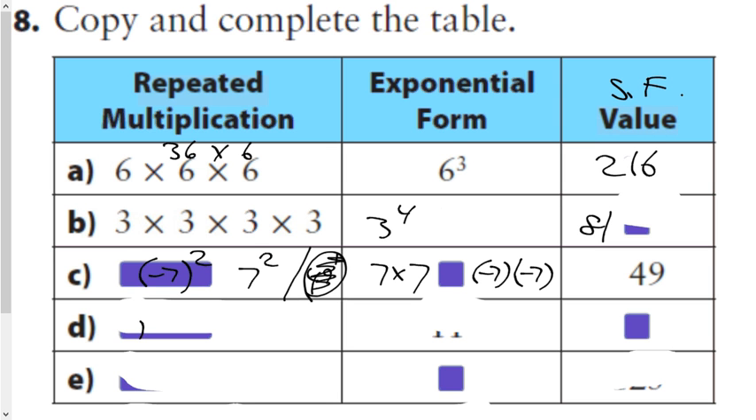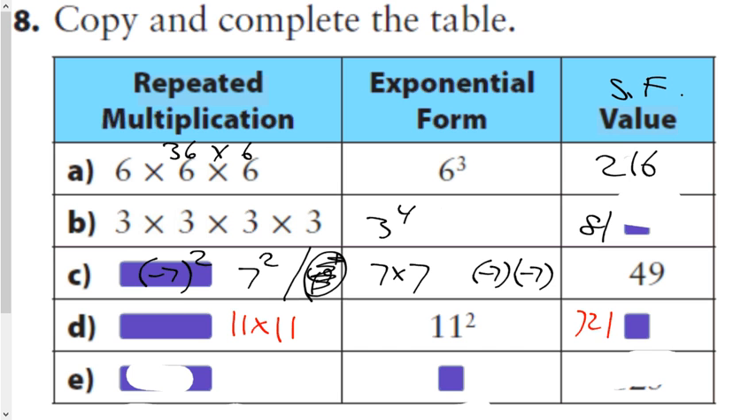Your next one. So 11 to the exponent of 2 is 11 multiplied by itself twice, standard form 121. And finally, your last, 125. 125 is 5 multiplied by itself 3 times, or 5 cubed, which would be the best answer for that particular one.